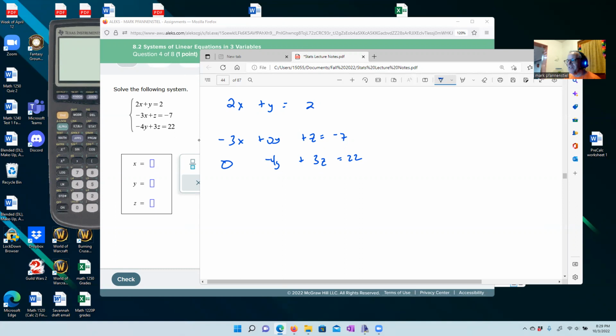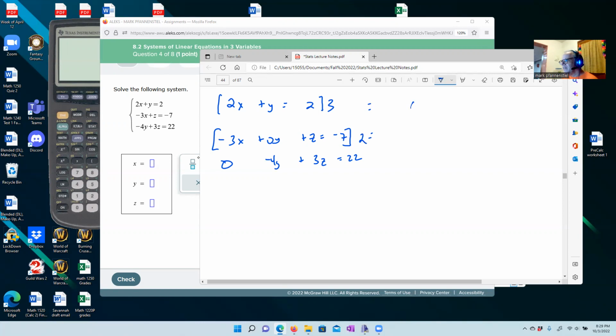I do it this way because it allows me to turn my brain off and just crank through the algorithm. Even though it might take me a little bit longer, I don't have an issue with that. So the first thing I'm going to do is take my first equation and multiply it by 3, take my second equation and multiply it by 2, and then we're going to see what we get.